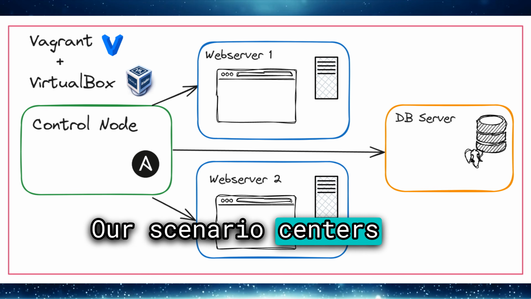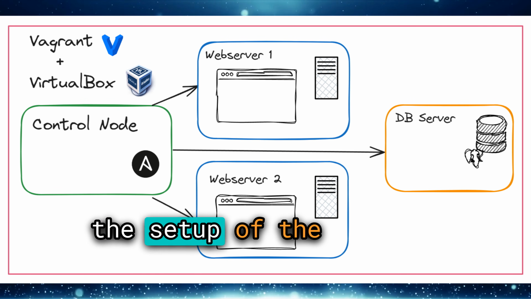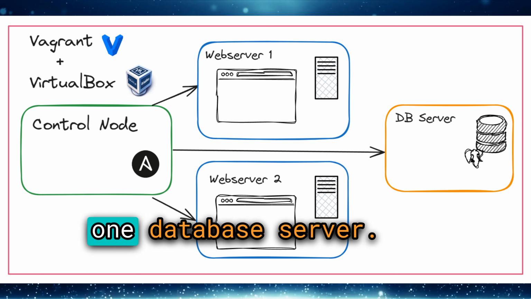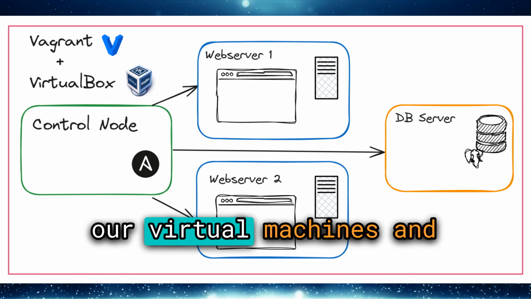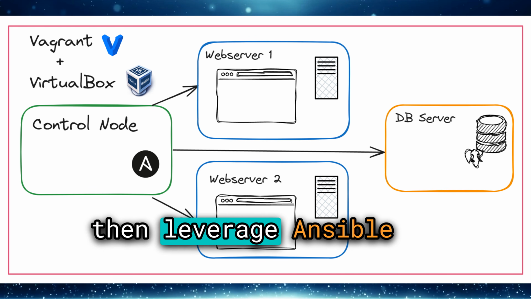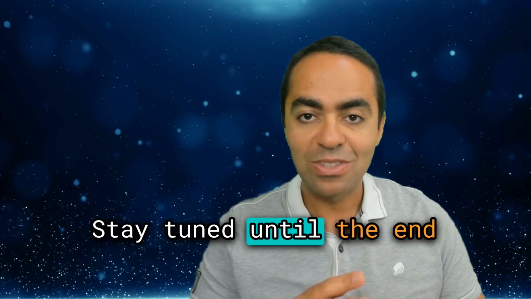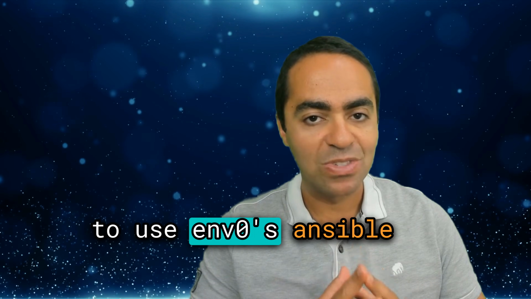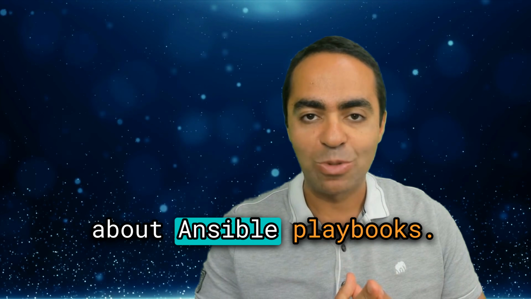Our scenario centers around the fictional company TechCorp, where we'll automate the setup of the 2 web servers and 1 database server. We'll use Vagrant and VirtualBox to provision our virtual machines and then leverage Ansible playbooks to configure them seamlessly. Stay tuned until the end and I'll show you how to use env0's Ansible template. Let's get started and learn more about Ansible playbooks.